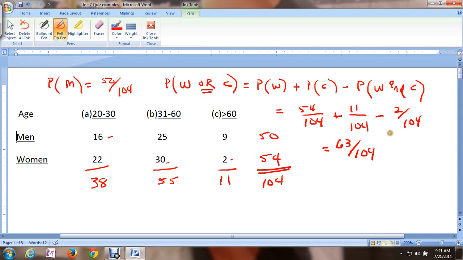And when you do MyStatLab, be careful. They may want it in decimal form. They may want you to round to a certain number of digits. And so, be careful. Read the problem carefully.